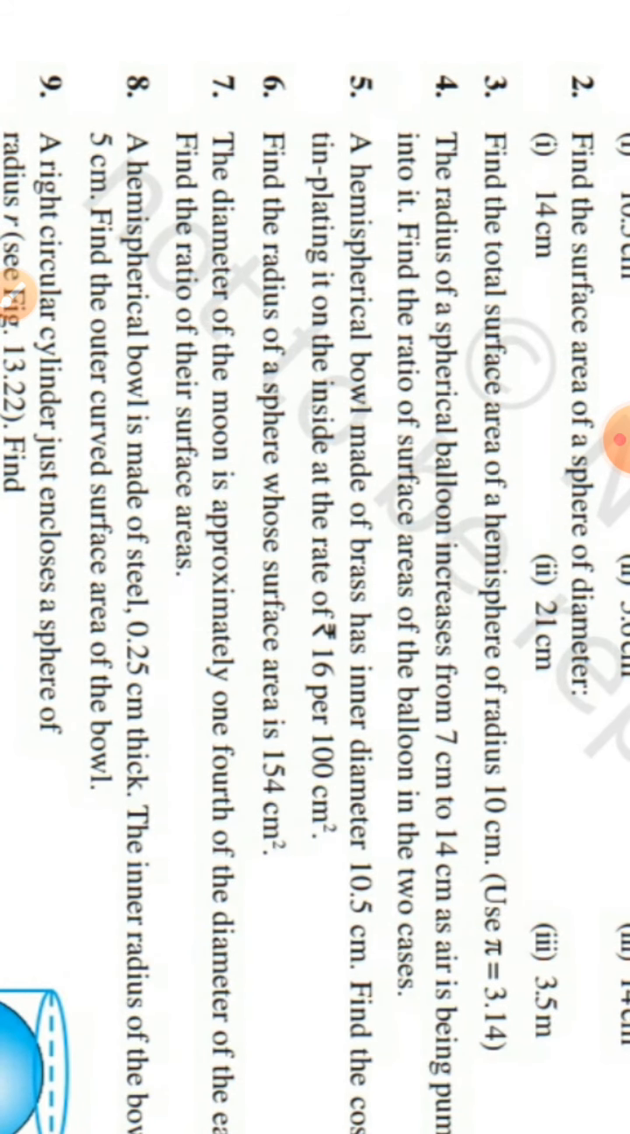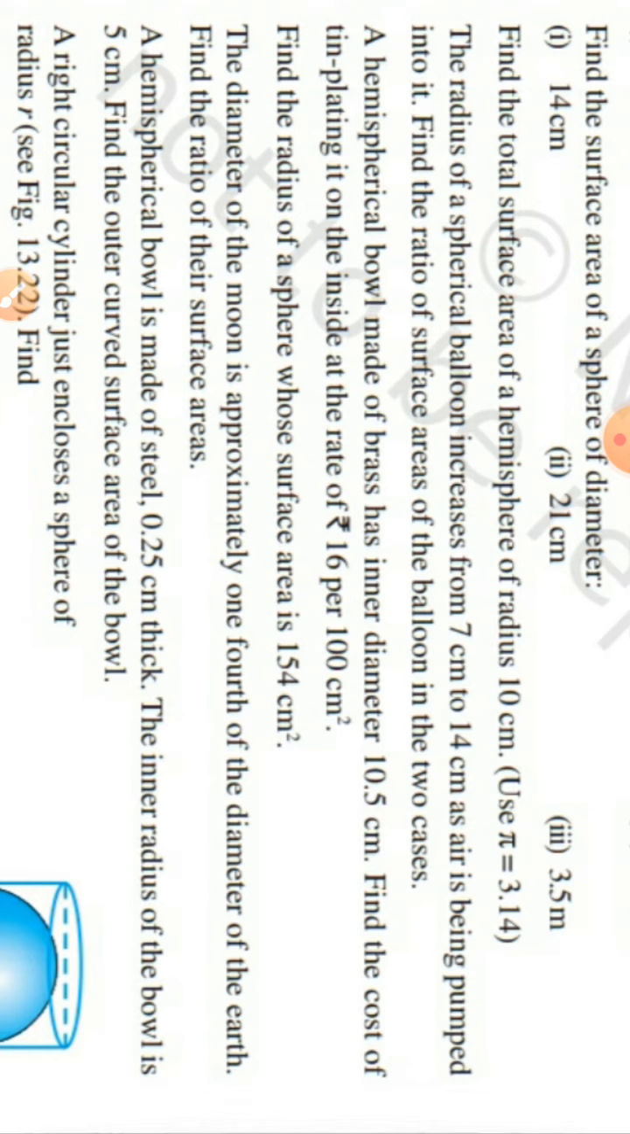Now comes 5. A hemispherical bowl made of brass has inner diameter 10.5. Sometimes the words inner and outer are used before radius or diameter. Why? Because the material used in making that vessel is thick. Thick means you know. So its inner and outer radius or diameter become different due to this thickness. So here don't get confused by the word inner, because inner diameter is given and we have to find the inner area only. So no point of confusion here.